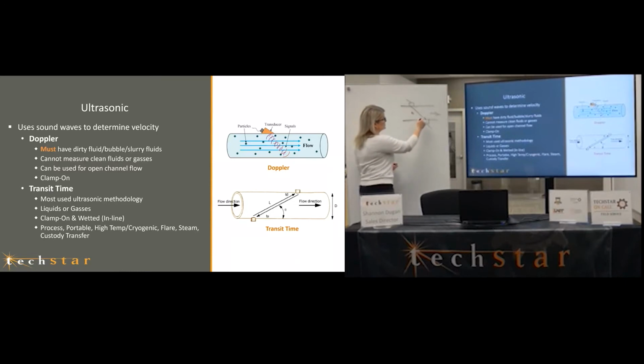Now, as the signal goes back, it's going to take longer to get back to that first transducer because it's going against the flow. Much like if you were going to row your boat across a river, it's going to take you less time to get to the other side of the bank with the flow than it is against the flow. So this delta T is proportional to the velocity. And we know the size of the pipe because we've inputted that into the meter to get where we're supposed to put the transducers.